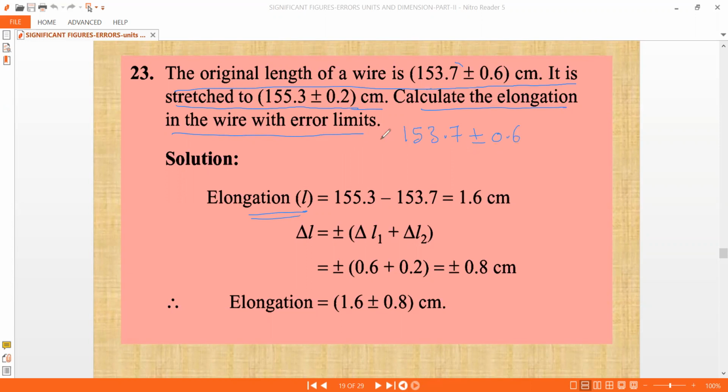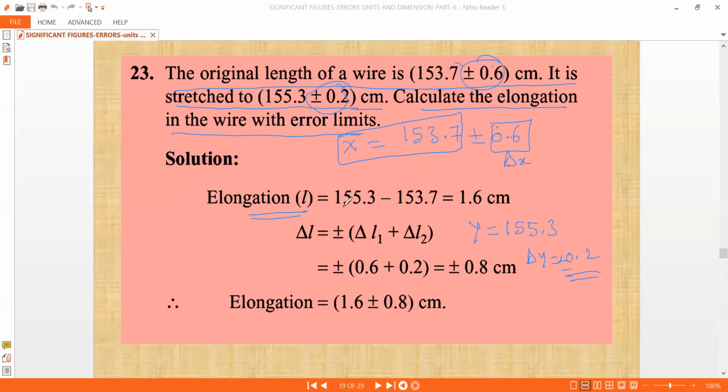So let us say this is the X, the value of X. And this is our delta X. Okay, X is this value. And this is our delta X. And similarly, we have the value Y, which is 155.3. This is my Y value. And then delta Y happens to be 0.2. Keep it separate first. Errors you separate from the original values. Okay, plus or minus something they have given means this is the error part. Error part you keep it separate.